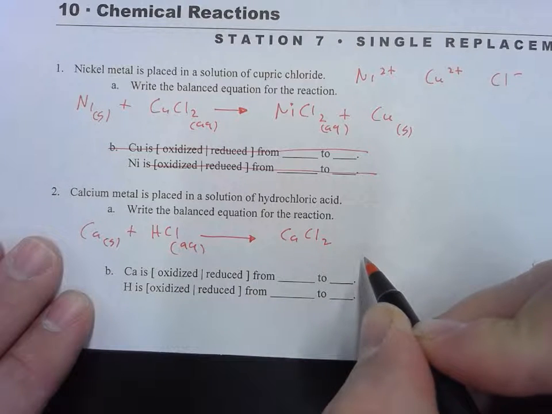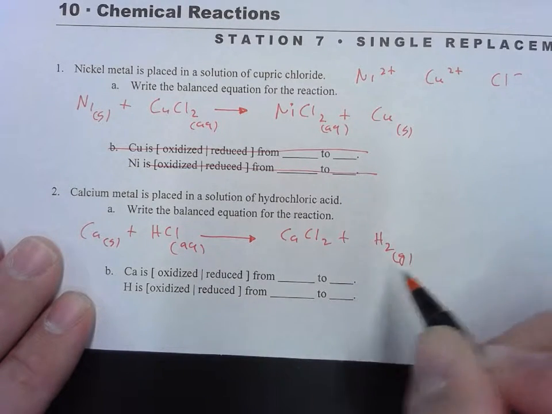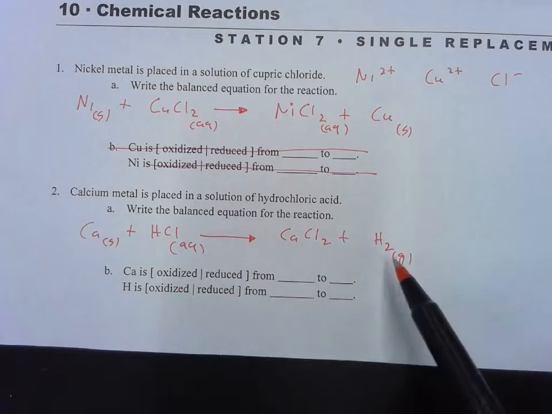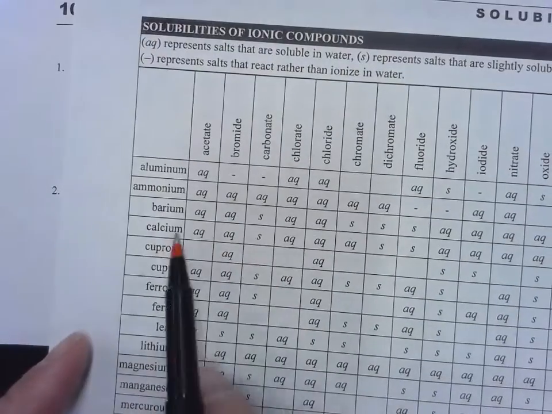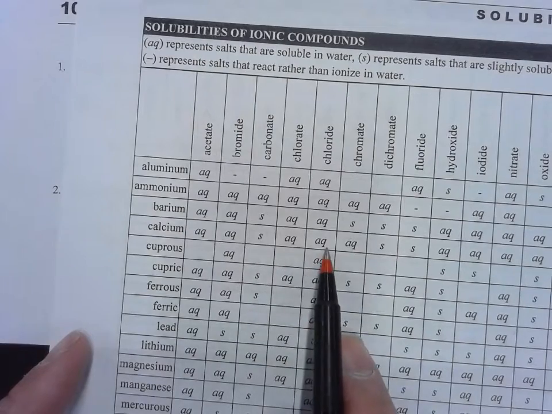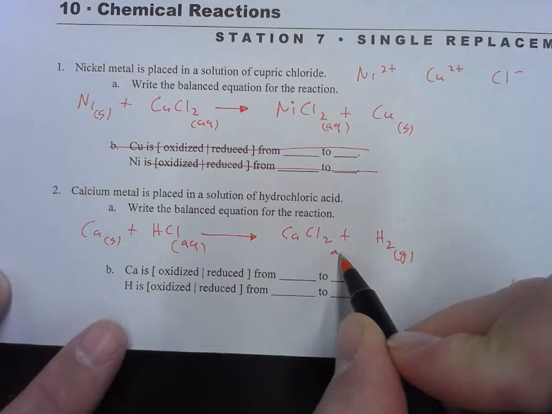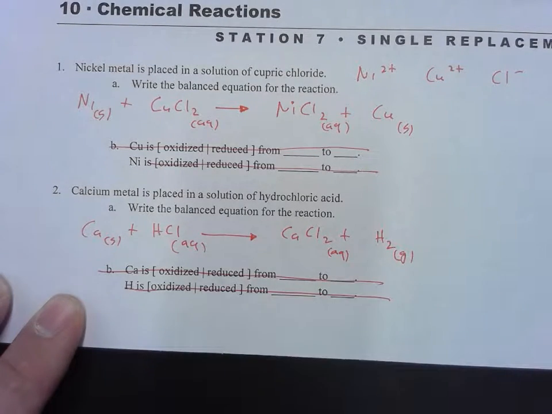CaCl2 plus H2 gas. Okay, how do I know that? I just do. That's what happens when you put metal in an acid. It releases hydrogen gas. So that's all you need to know about that. Calcium chloride. Here we go. Calcium chloride is aqueous.